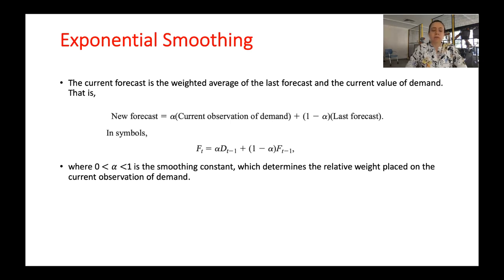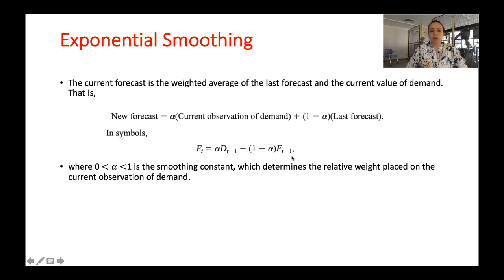After talking about the method moving averages, now I will start talking about the method exponential smoothing. In this method, the current forecast is calculated by the weighted average of the last forecast and the current observation. That is, new forecast is equal to alpha multiplied with the current observation plus 1 minus alpha multiplied with the last forecast. In symbols, we can show it in this way.